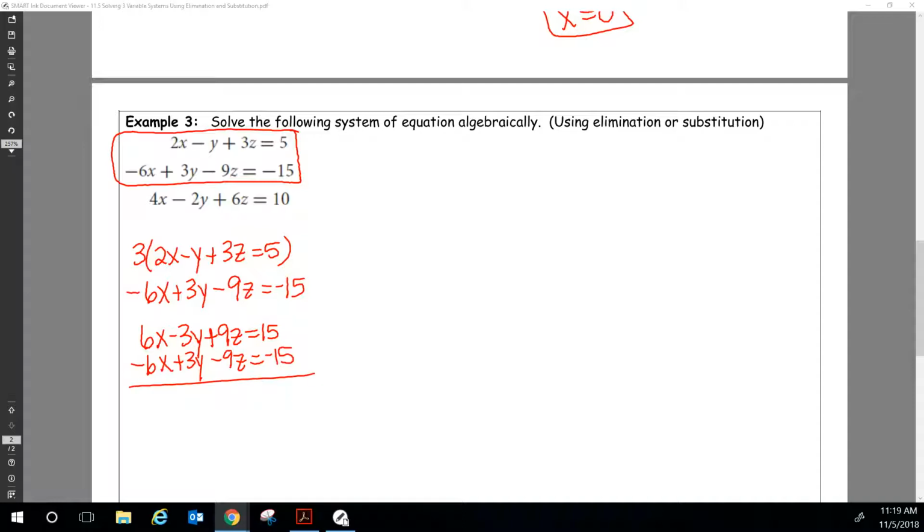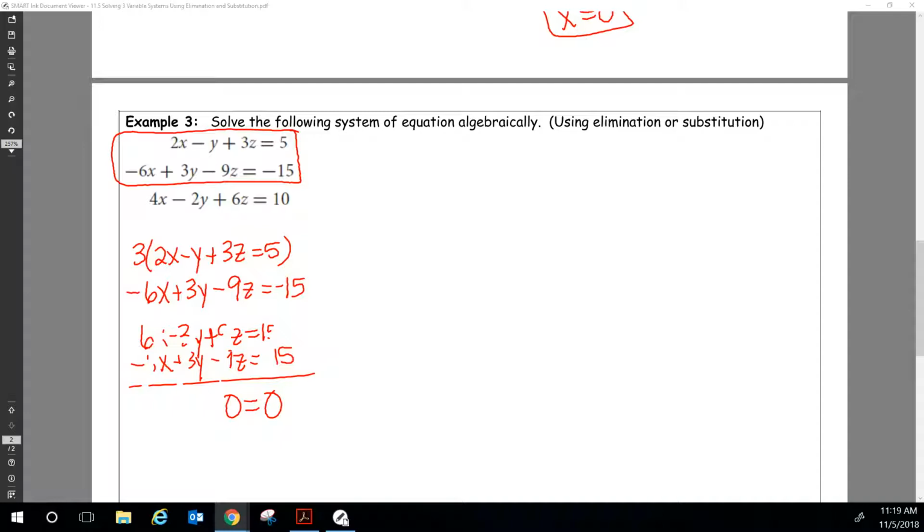What happens when we add those guys together? The x's cancel, the y's cancel, the z's cancel, and the 15's cancel. And I get the equation 0 is equal to 0. So at first glance, you're like, well, that's not very helpful, Miss Harris, but it is. Does 0 equal 0? It always equals 0. So it looks like, to me, this is going to be all real numbers.